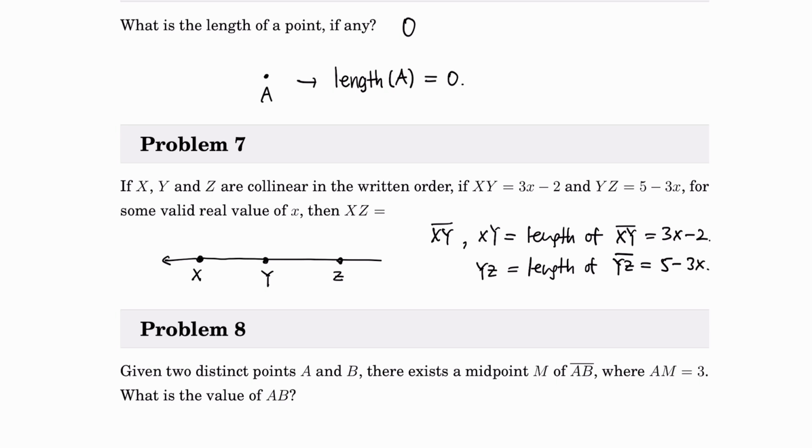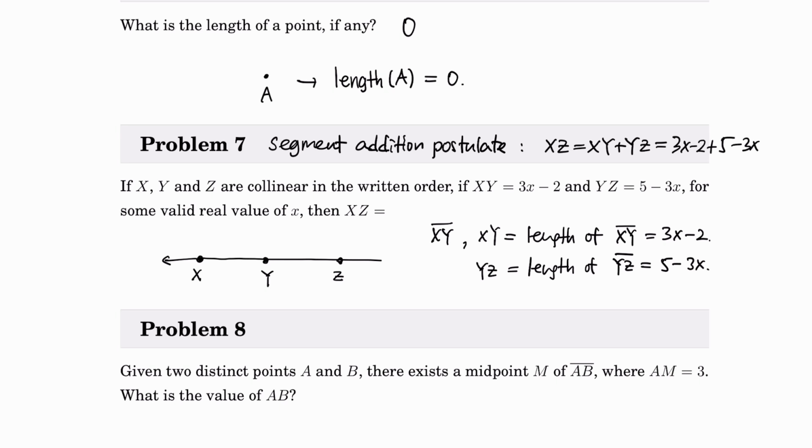And according to the rule, because they are staying on the same line, or I would say x, y, and z are collinear, then we can tell by something called the segment addition postulate, we can actually say that xz equals xy plus yz. Now, if you just add it up using substitution, you can tell that 3x minus 2 plus 5 minus 3x, if you cross it out, we end up getting 3. So here's the answer for number 7.